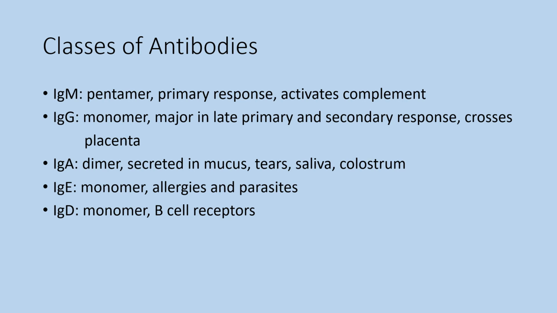This is prevalent with allergies and parasites. And then IgD is also a monomer. It's involved with the B cell receptors. For a long time, until just recently, we really didn't know what the IgD exactly did. So research is still going on to determine exactly how it's reacting with B cell receptors.